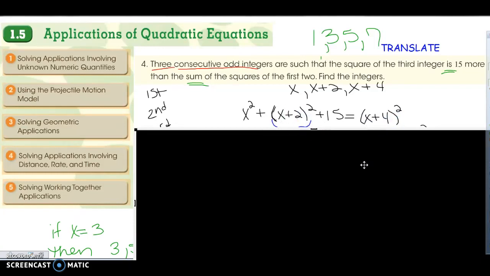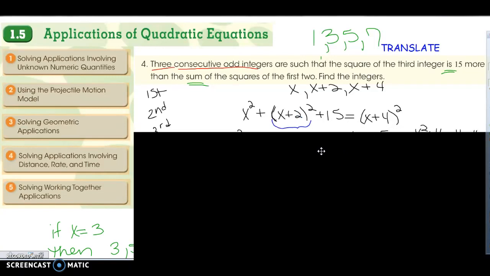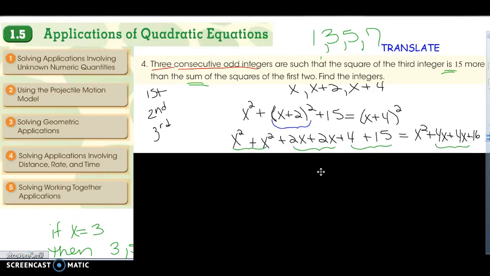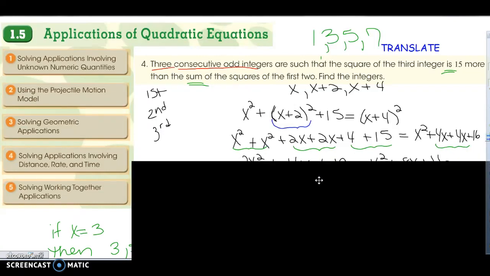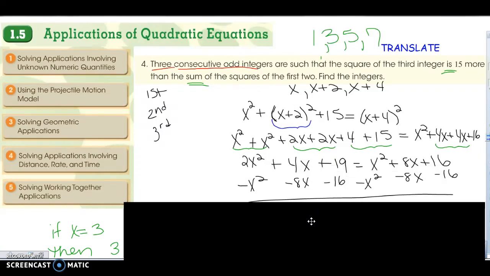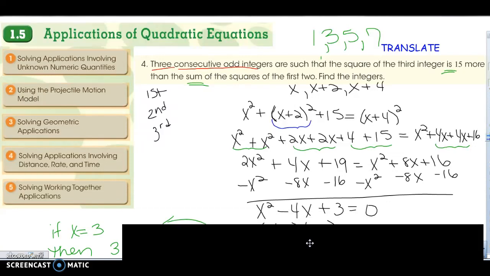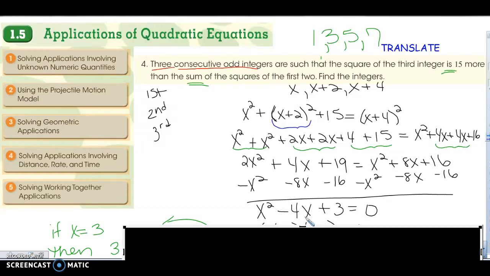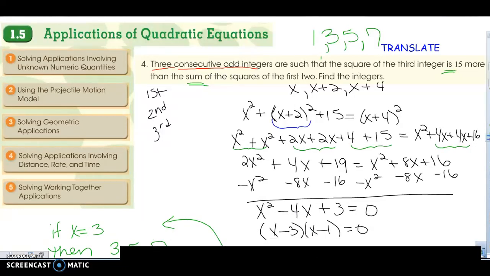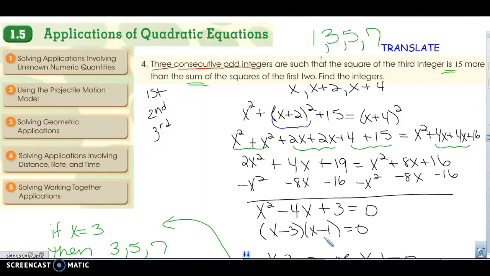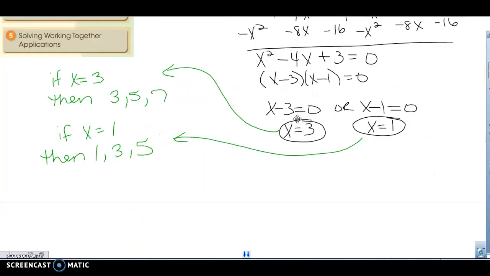And when you finish foiling it all out, you're going to end up with a quadratic equation that you then solve. And remember, quadratics usually generate at least 2 answers, usually. Sometimes we end up with 1. So foiling everything out, combining like terms, putting it into quadratic form, this is what we end up with. You can then choose at this point to factor it or use the quadratic formula. I chose to factor, and I ended up with 2 possible answers for x. We ended up with x being equal to 3 and x being equal to 1.